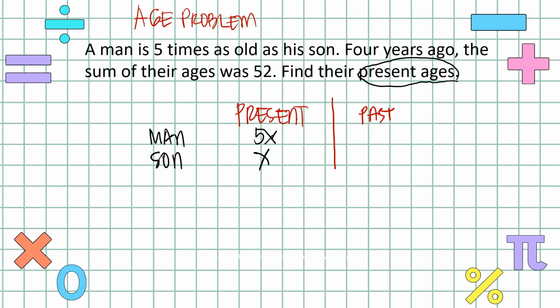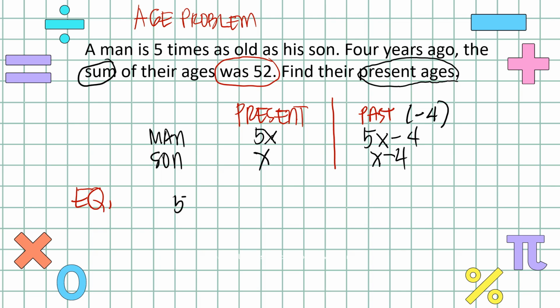And if we know the present, we can easily get the representation for their past age, which is 4 years ago. 4 years ago is an indication of the operation subtraction. And if our present age is 5x, this will become 5x minus 4. And the son's age is x minus 4. So using their past ages, we can formulate our equation, because our second sentence indicates an equation comparing it to 52: 4 years ago, the sum of their ages was 52.